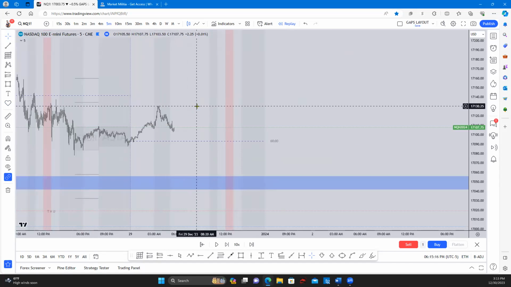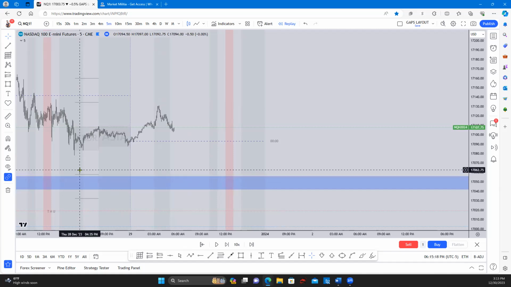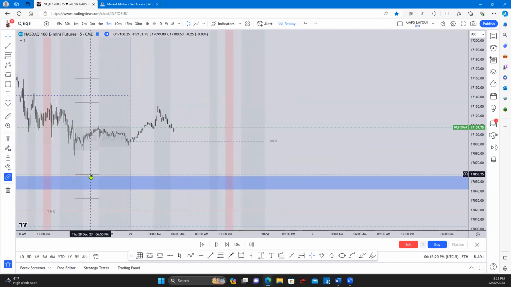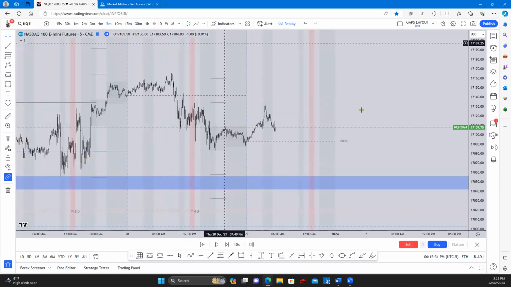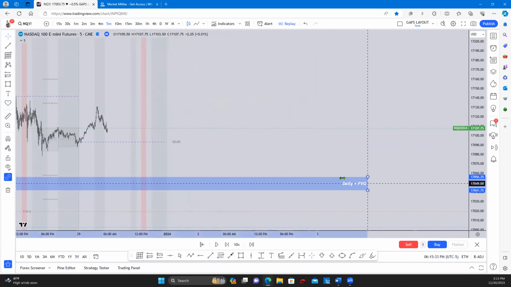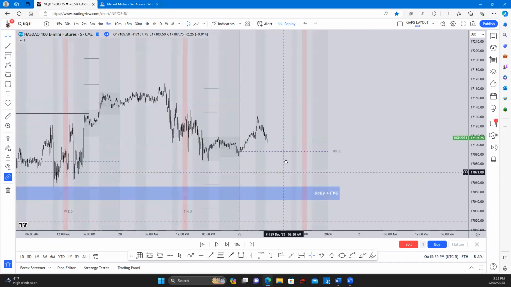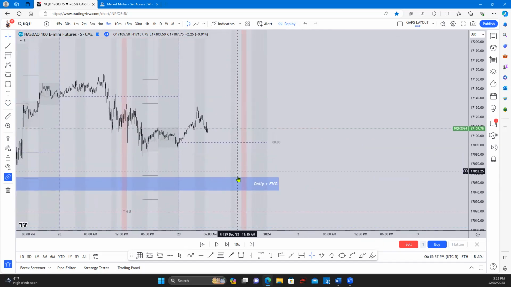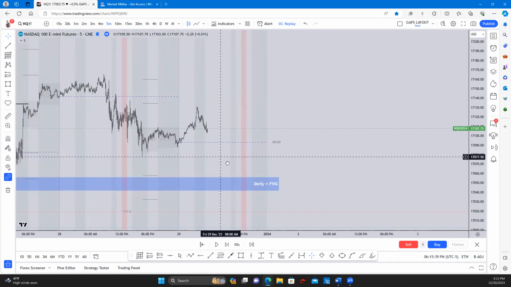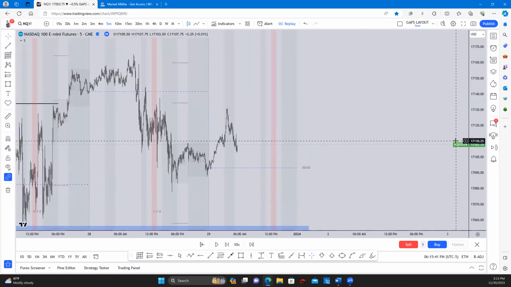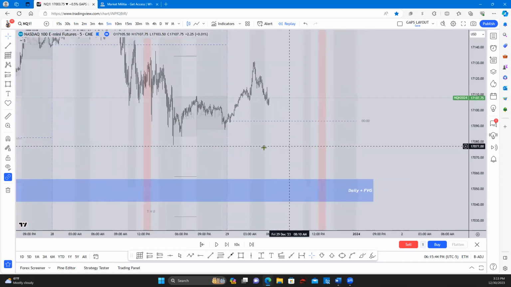But remember, this is our draw on liquidity, which lines up with -1 on the bottom end of the standard deviation from the CBDR. But this is our daily fair value gap in blue here. Remember this? So we're anticipating price to be drawn to this level. And we're on the 5 minute time frame.